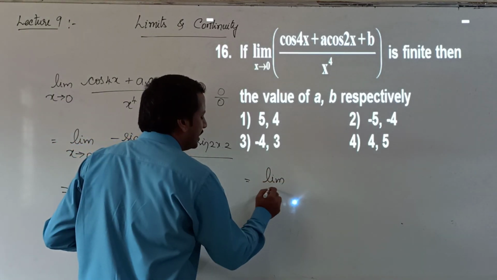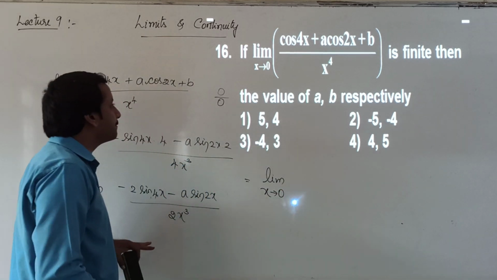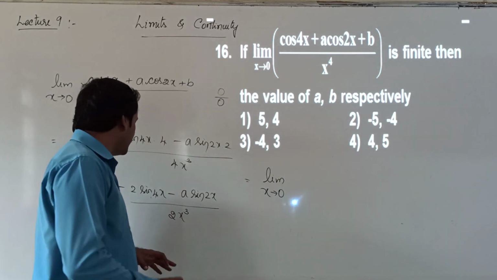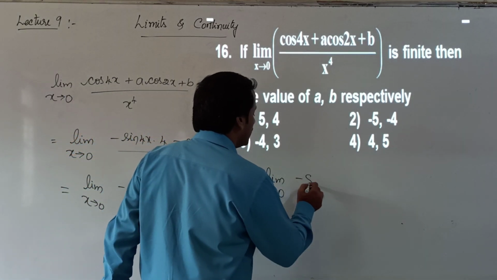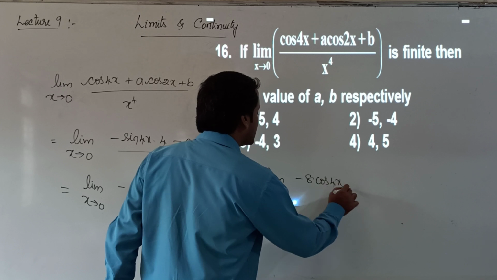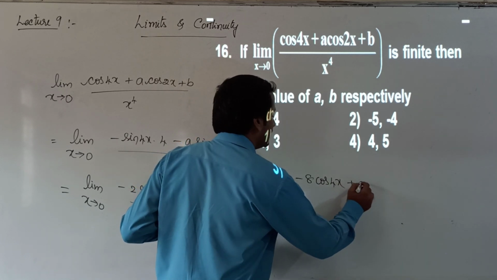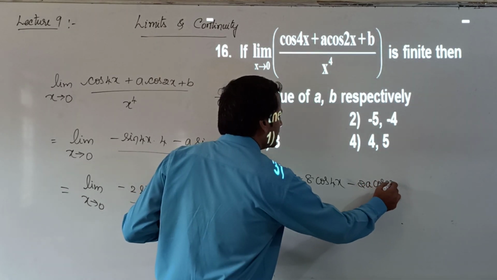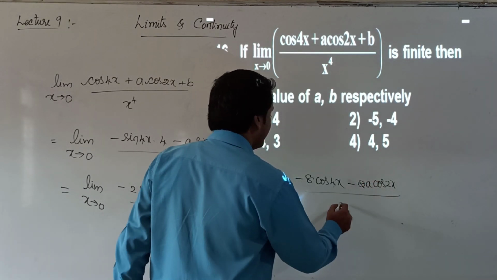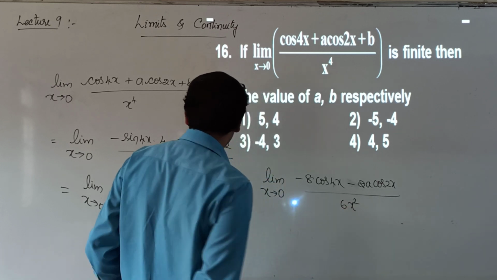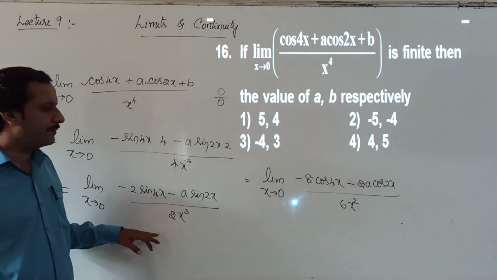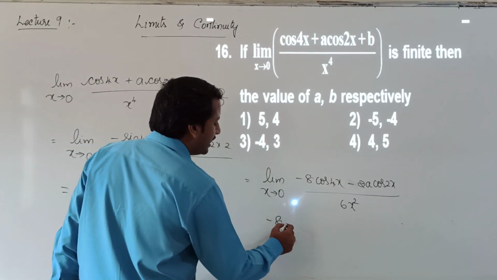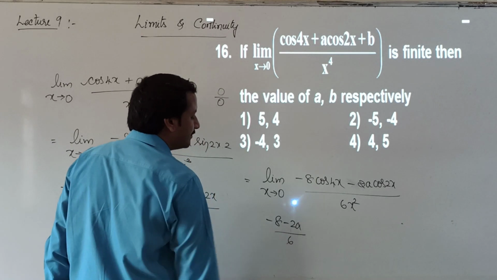That's equal to limit x tends to 0. What do you get? Differentiate it. Derivative of sine 4x is cos 4x into 4. So minus 8 into cos 4x minus 2a cos 2x divided by 6x square. Derivative of x cubed is 3x square. Okay. Now if I apply the limit, I am getting minus 8 minus 2a divided by 6.